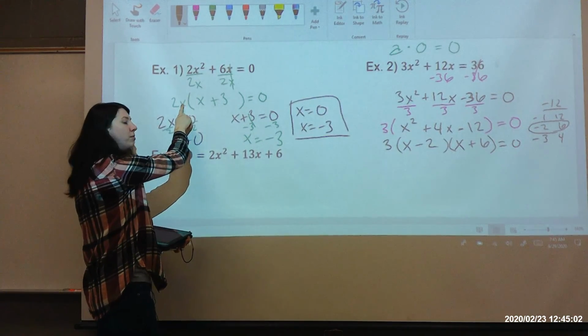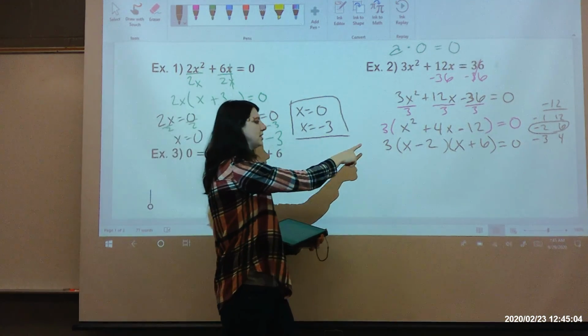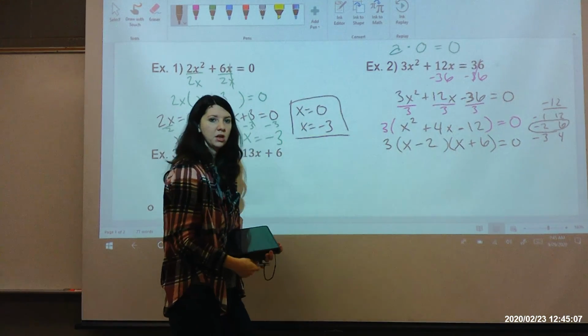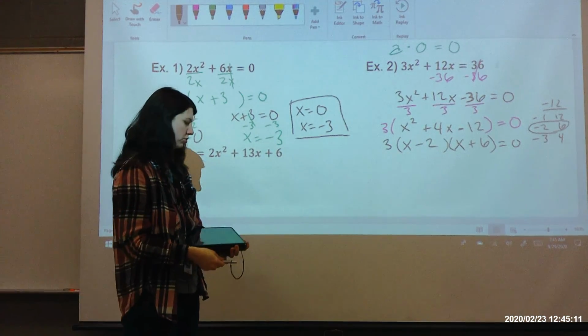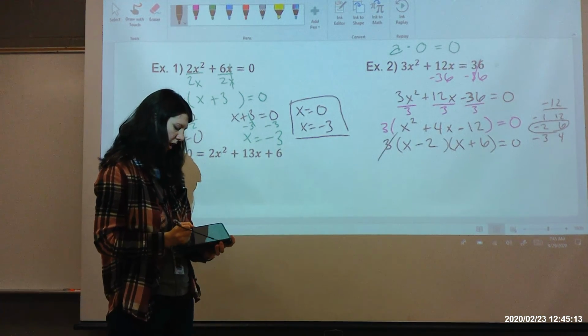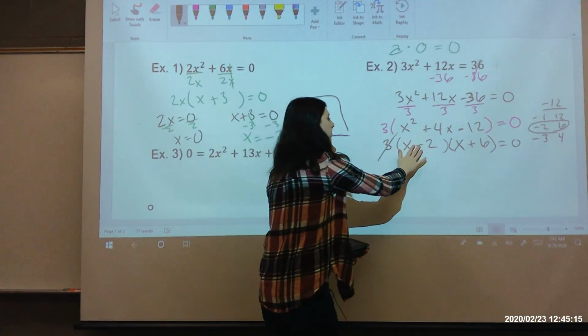So this one has a variable, it'll give you an answer. This one doesn't have a variable, it won't give you an answer. Because if I try to say what will make 3 equal 0, there's nothing that will work to make that true. So I can just ignore that. Okay, and I want to focus on these two factors.